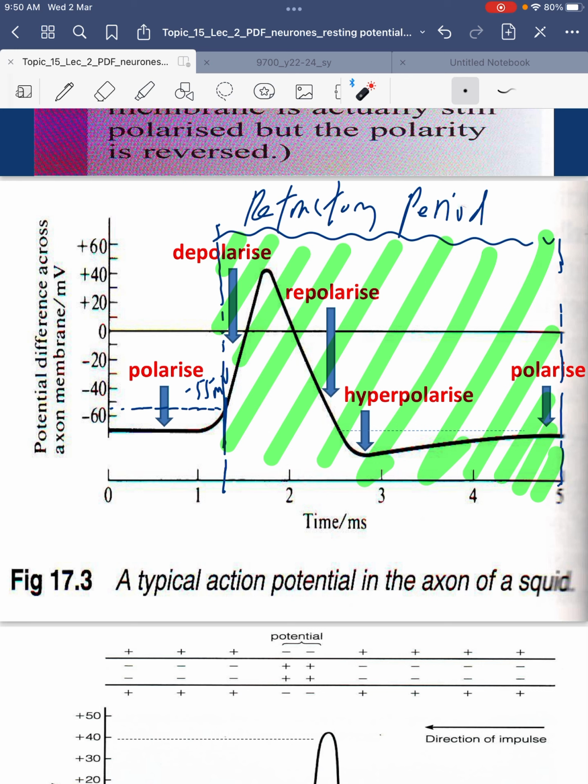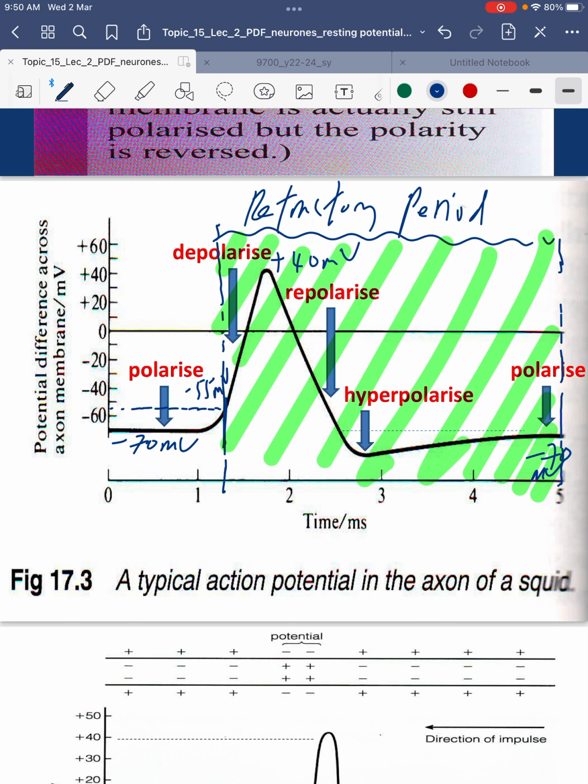Yeah, the strength must be strong enough in order for action potential to occur. We'll talk about that later on. The minimum is about minus 55 millivolts, and this is the starting point of the refractory period until it goes back to minus 70. This is minus 70 millivolts, this is plus 40 millivolts, and this goes back to minus 70 millivolts.